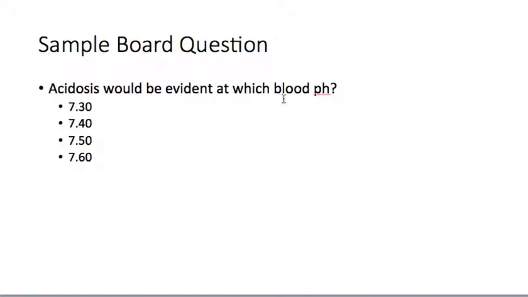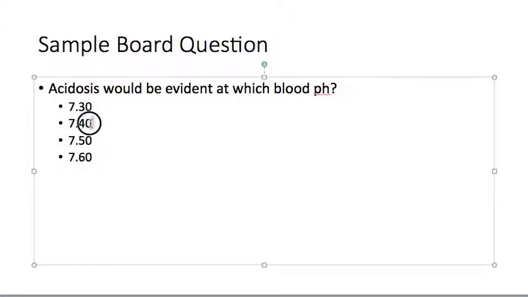So acidosis would be evident at which blood pH? 7.6, 7.5, 7.4, 7.3. We know that 7.4 is our perfect pH, so it can't be that. 7.5 and 7.6 are higher than 7.4, and acids have low pH, so those wouldn't be correct. 7.3 is below 7.4, so that's our low pH, and that is indicative of an acidotic state. So now think about what the respiratory compensation would have to be in acidosis.